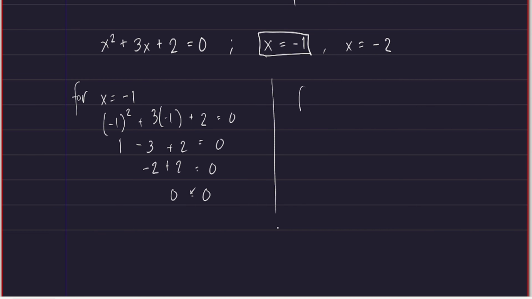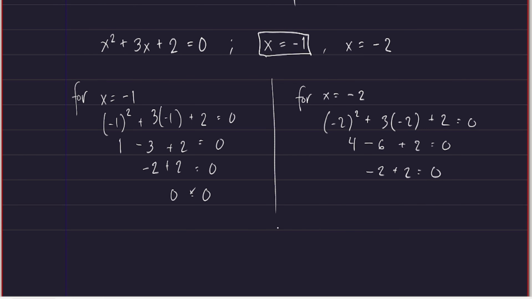Sunod, meron tayong x equals negative 2. So, try naman natin ito. For x is equal to negative 2, we have negative 2 quantity squared plus 3 times negative 2 plus 2 equals 0. Negative 2 squared is equal to positive 4. 3 times negative 2 is equal to negative 6, and we have plus 2 equals 0. 4 minus 6 is equal to negative 2 plus 2 equals 0. Papansinin nyo, pareho na tayo sa third line. Negative 2 plus 2 equals 0. So, this here is also 0. And since tugma sila, parehong nag-0, this answer here is also a solution.